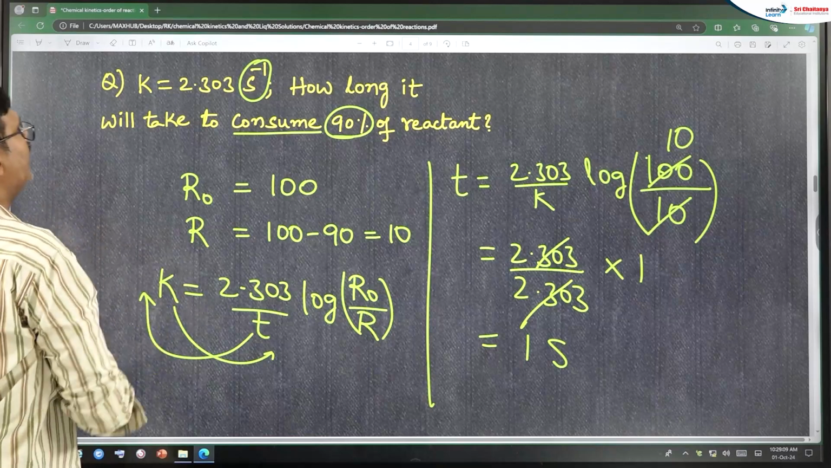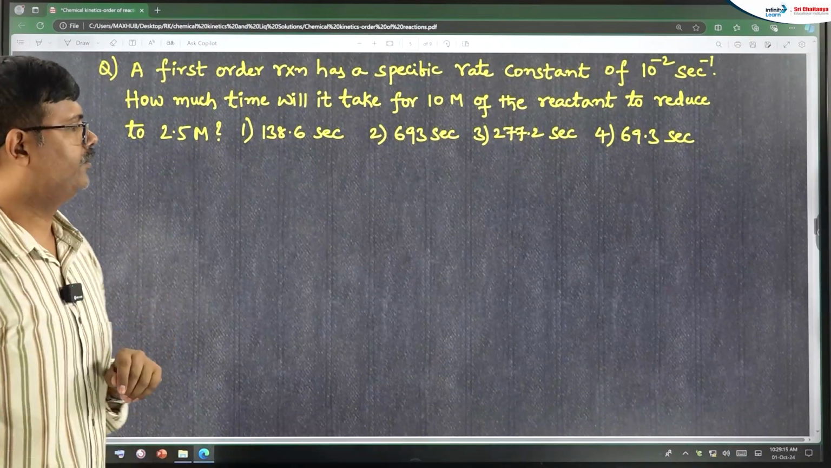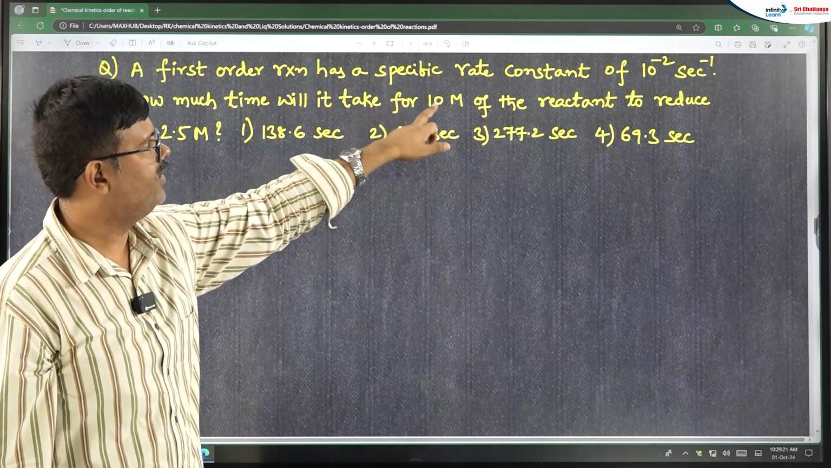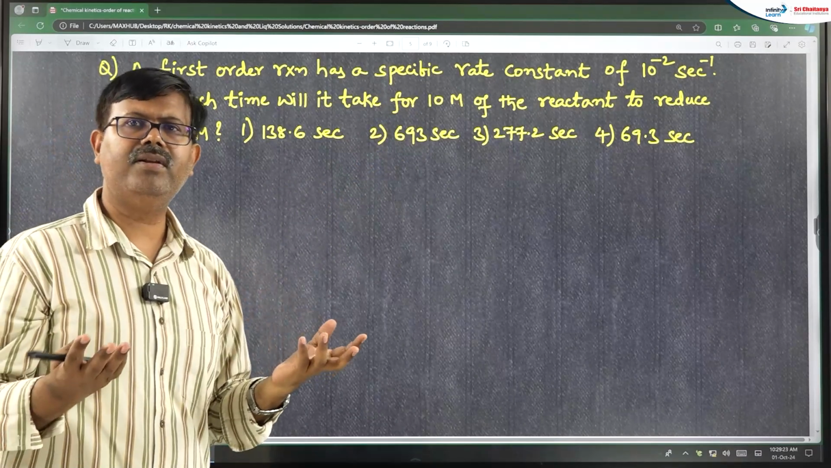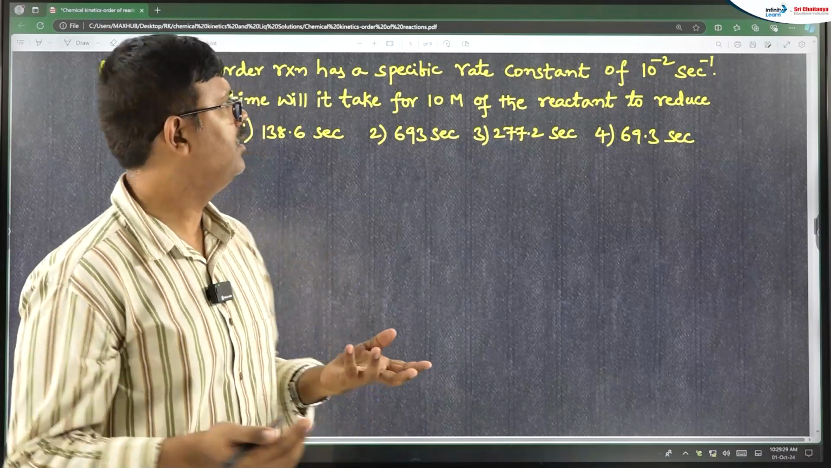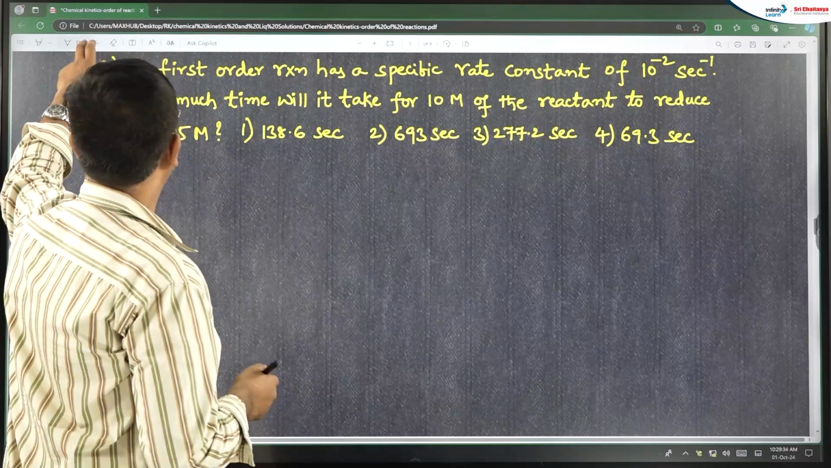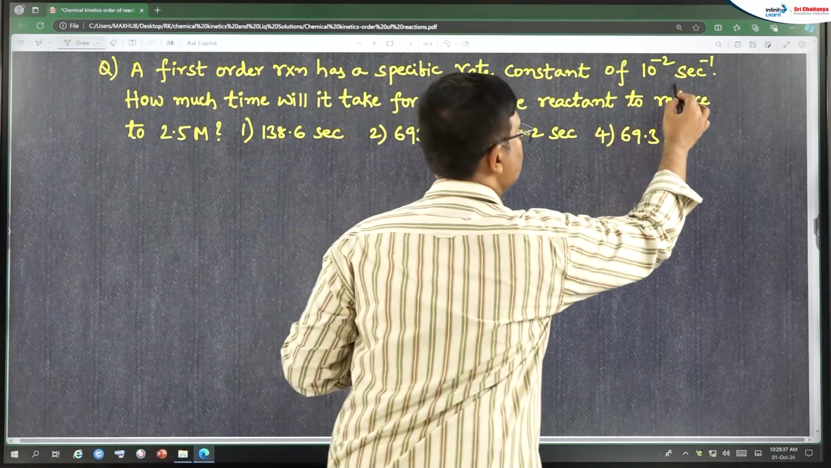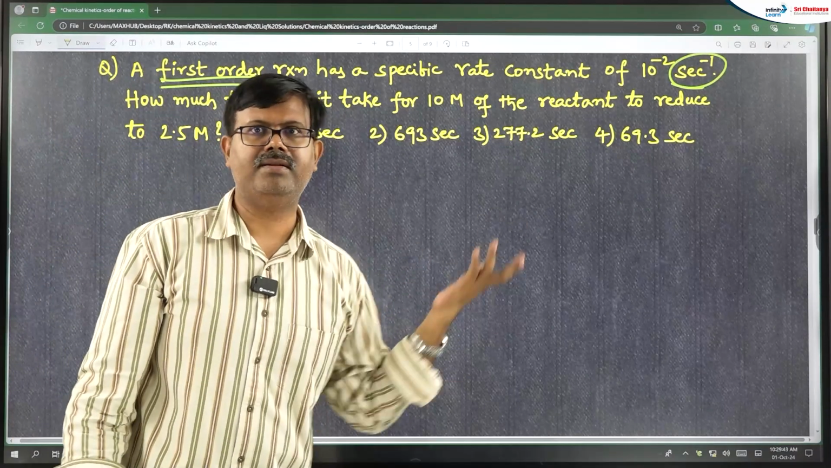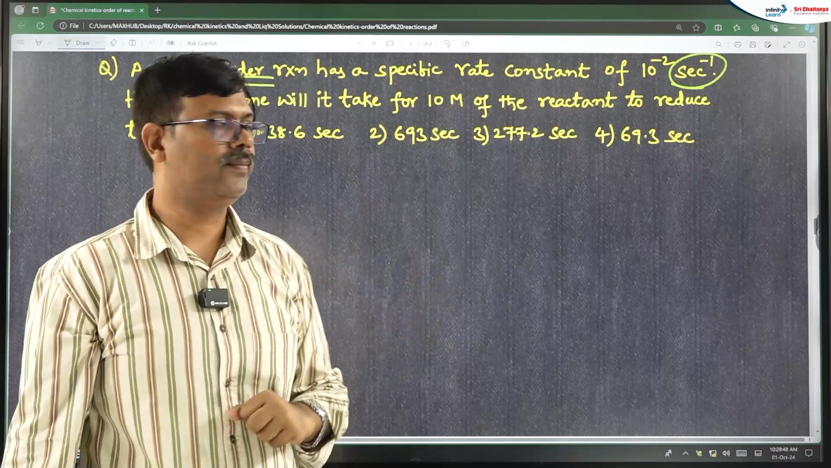Next, let's see another question. See, a first order reaction has a specific rate constant. Specific rate constant or rate constant, both mean the same. Sometimes they say specific rate constant. How much? 10 power minus 2 second inverse. Now again, here second inverse is there, means first order, and also they are saying first order. We need not struggle to find. It is already there in the question itself. If that is not there, then we will use the unit to know that.